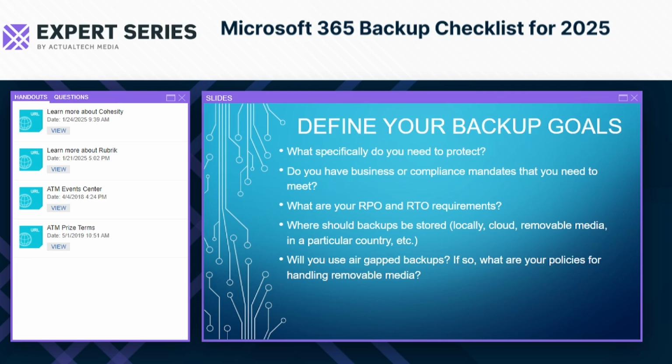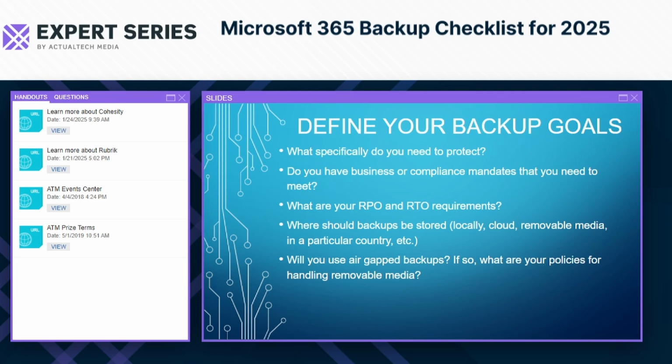Will you use air gapped backups? And if so, what are your policies for handling removable media? An air-gapped backup is just a backup that's written to removable media and then ejected from the system, kind of like an old school tape backup. It can also be a backup that's written to a removable hard disk.